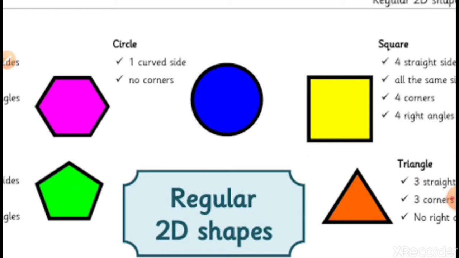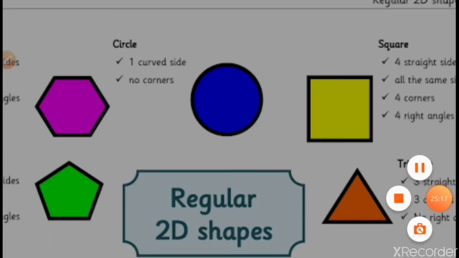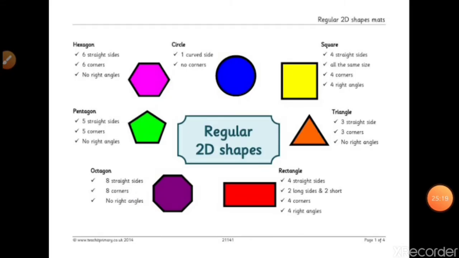Okay, one flat curved side, it does not have any corner. So these are the basic or regular, you can say, the most common two dimensional 2D shapes. So children, these are some basic two dimensional shapes, that is shapes having length and breadth. And 2D shapes are the plane shapes which can be put flat on any flat surface.